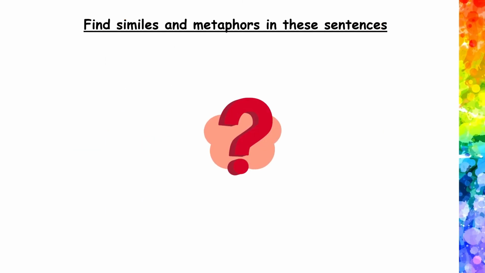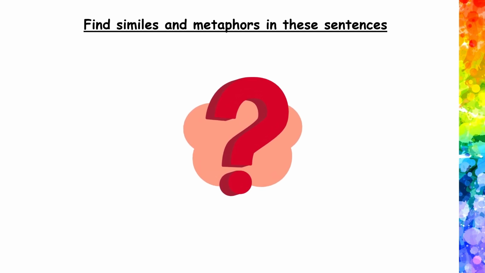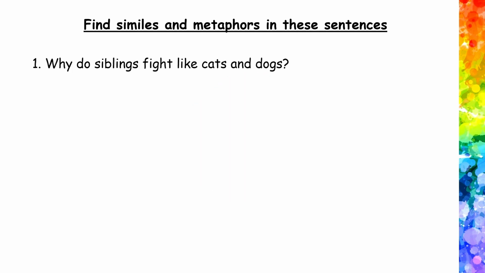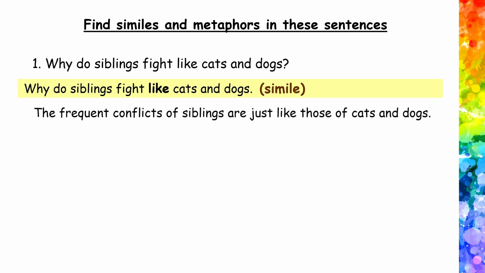So, can you find similes and metaphors in these sentences based on what we just learned? The first sentence says, why do siblings fight like cats and dogs? So there's a comparison being made here using the word like. Fight like cats and dogs, meaning that this is an example of simile. This example implies that the frequent conflicts of siblings are just like those of cats and dogs.